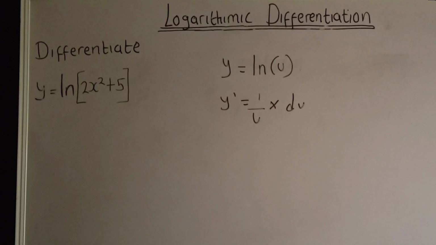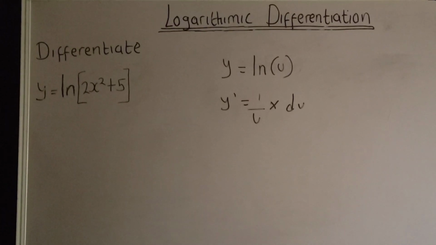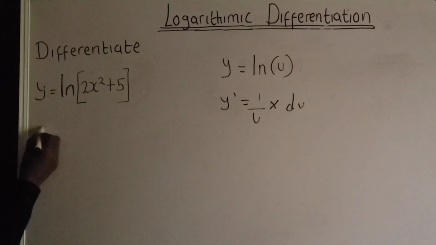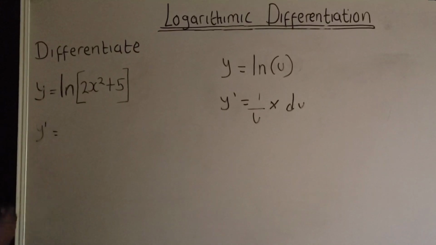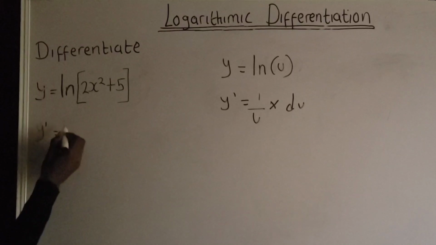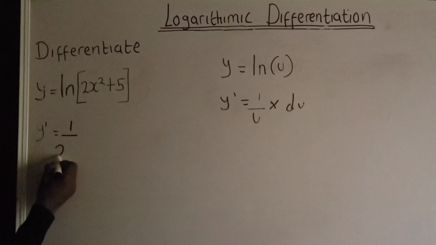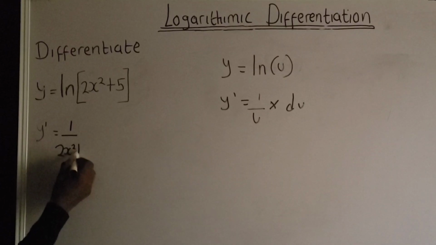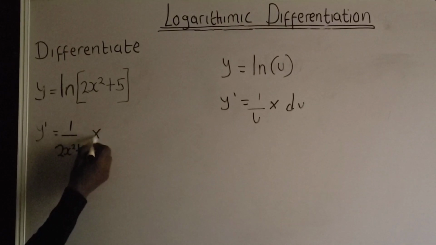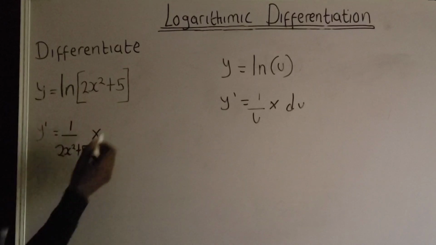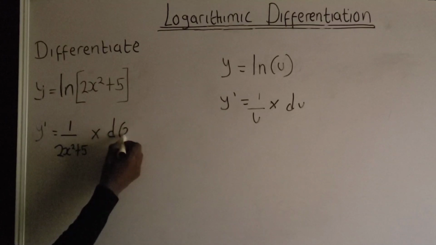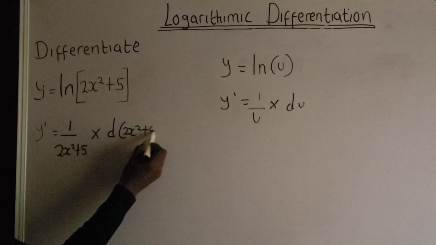The first step is that we are going to take the inverse of the function inside the bracket and multiply with the derivative of the function inside the bracket. That is how to find the derivative of a natural logarithmic function. The derivative of y, which is y prime, equals, we will take the inverse of this function inside the bracket. That is 1 all over 2x squared plus 5. You understand? Multiplied by the derivative of the function inside the bracket, 2x squared plus 5.